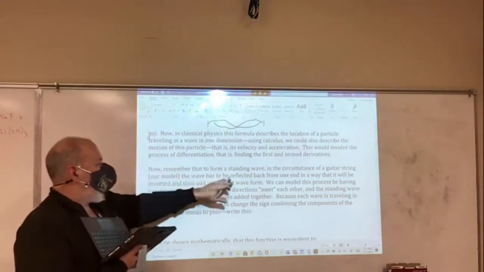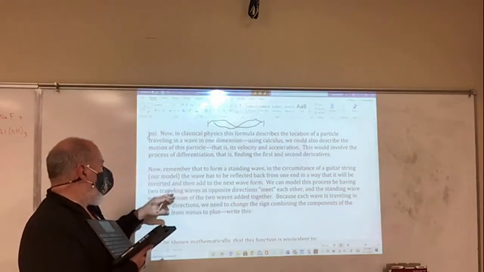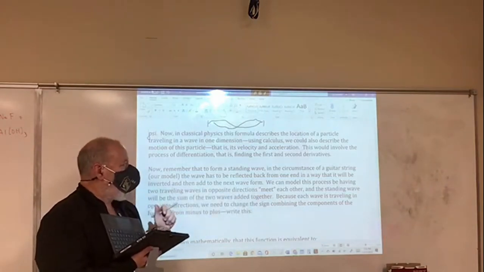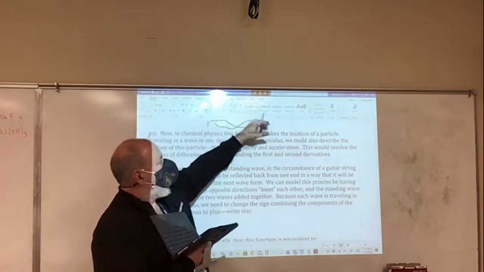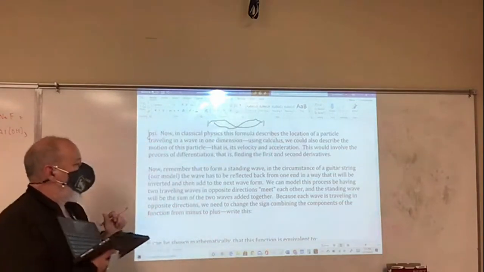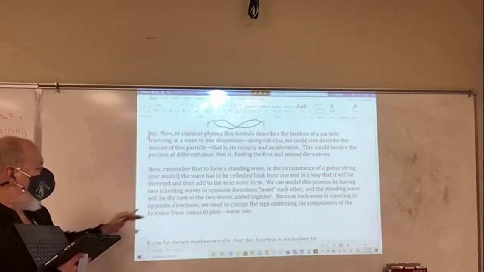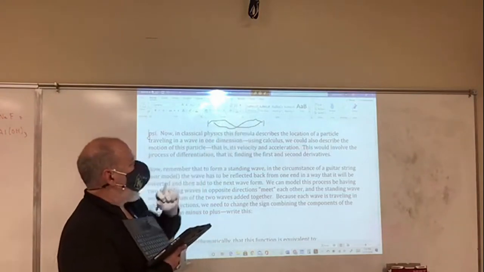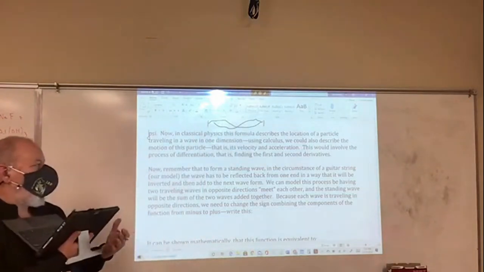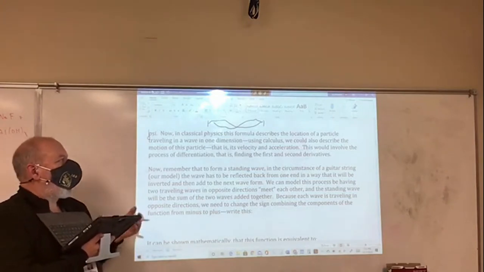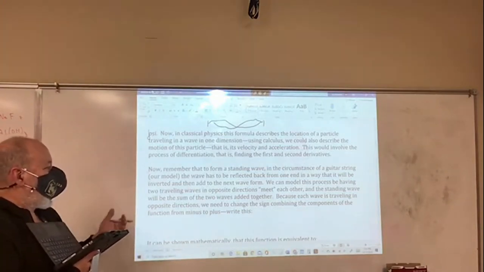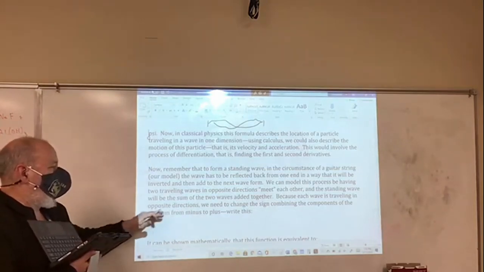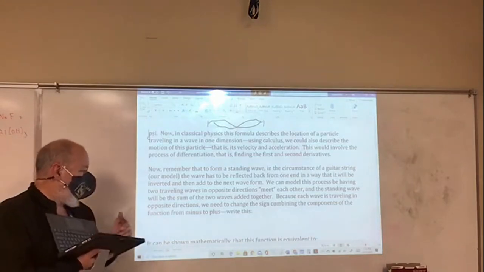Now, remember that we can model this process by having two waves traveling in opposite directions meet each other, okay? So I can pretend that one wave is traveling this direction and one wave is traveling that direction. And the standing wave will be the sum of those two waves. When they meet each other and they interact with each other, the standing wave will be the sum of those two waves added together. Because the waves are traveling in opposite directions, we need to change the sign combining the components from minus to plus.